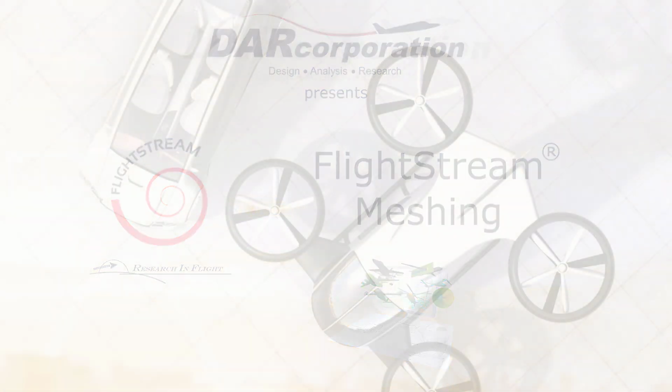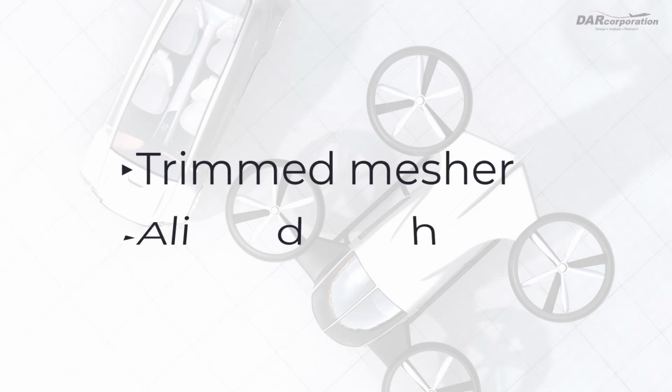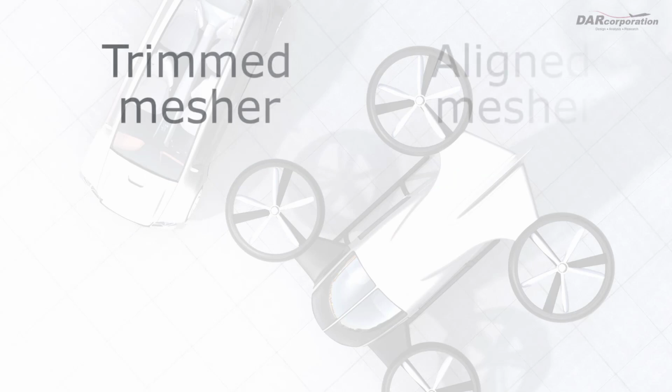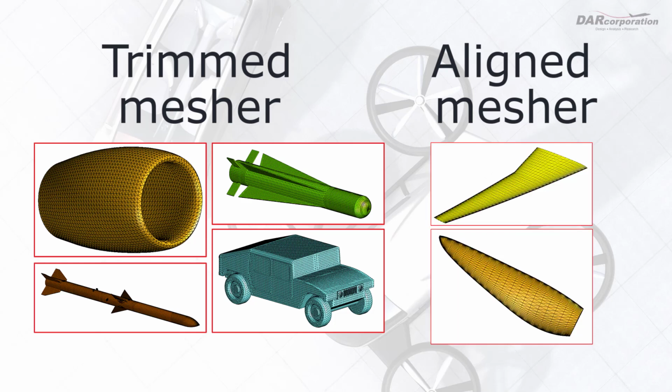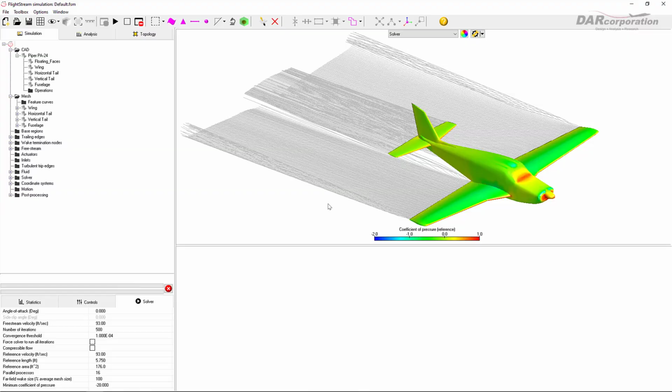In this video, we will show you how to use two different meshing strategies, trimmed mesher and aligned mesher tools. Trimmed mesher gives unstructured, decent quality grids that are suitable for all types of surfaces. However, for lifting surfaces like wings or propeller blades, structured aligned mesher will be more suitable in capturing leading edge or spanwise refinements. We'll look at the Piper PA24 CAD example we've used previously.